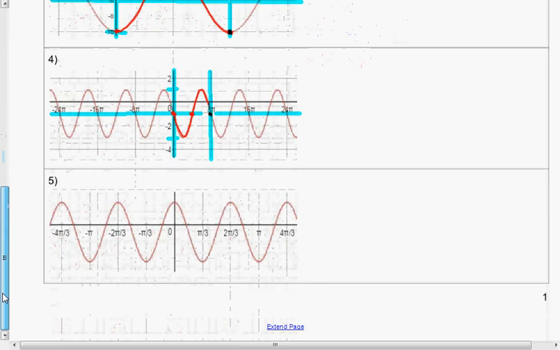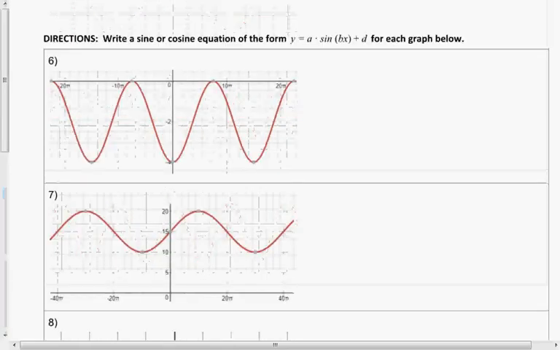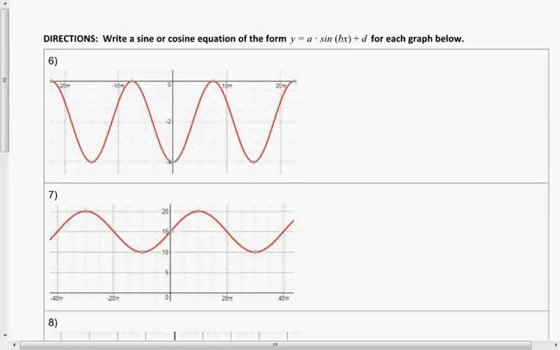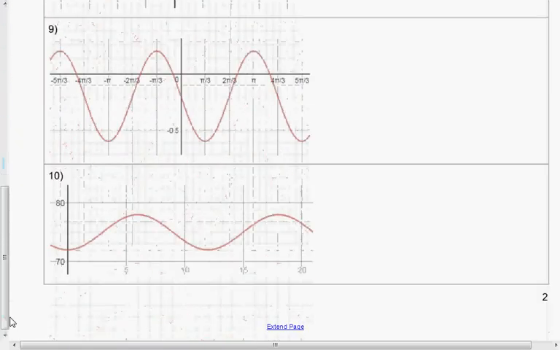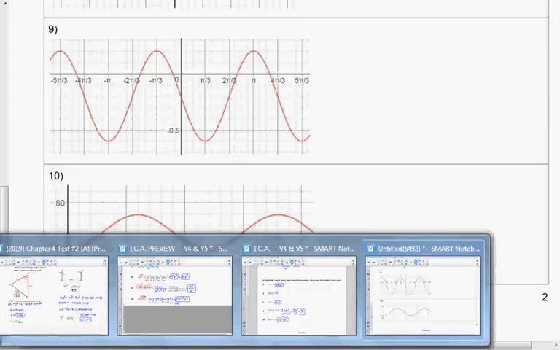Yes. And then that's it. There's more on the back. That's all we'll do for today.